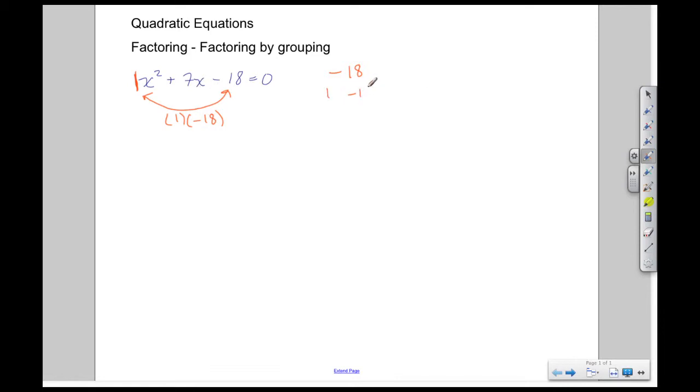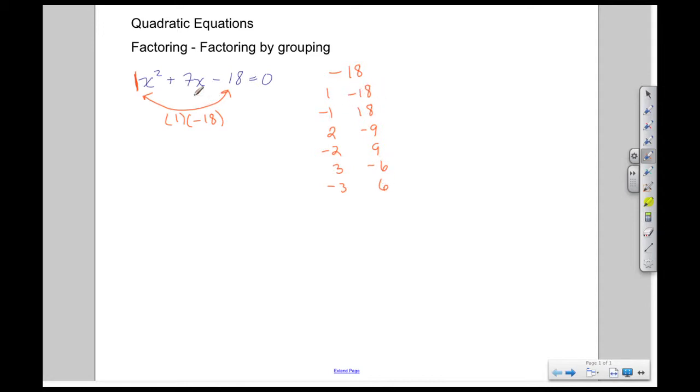It could be 1 and negative 18. It could be negative 1 and positive 18. We could have 2 and negative 9, negative 2 and a positive 9. We could have a 3 and a negative 6, negative 3 and a positive 6. 4 doesn't work, 5 doesn't work, and we've already used 6, so we know we can stop. And again, these are the factors of negative 18.